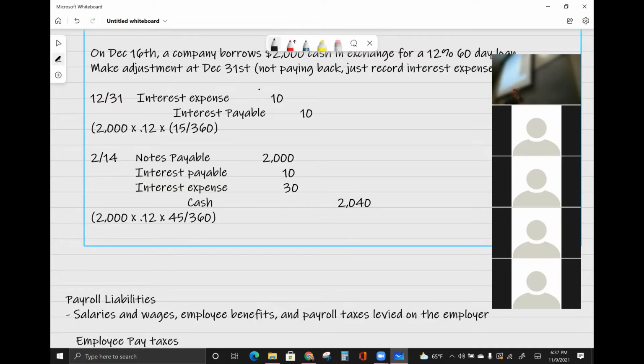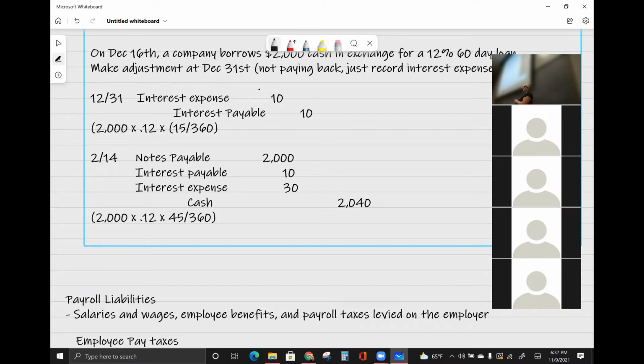And what happens at that new year? Remember, we do all the closing entries. We clear out all those expenses and we start fresh for the new period. So I have to make sure that I get that number on there. But have I made any payments yet to the bank? I haven't. And I haven't made an interest payment either. I don't have to pay anything until that 60-day mark. So there's no cash involved when I make my adjusting entry.